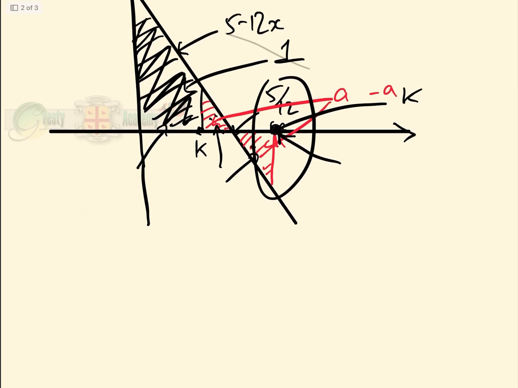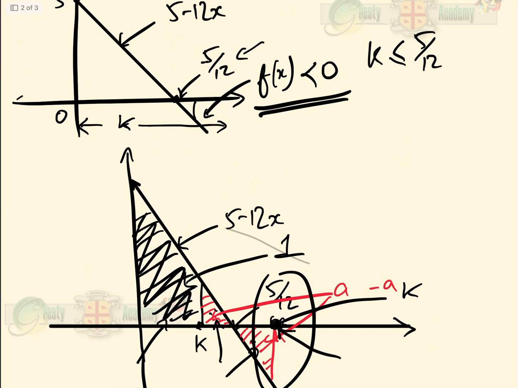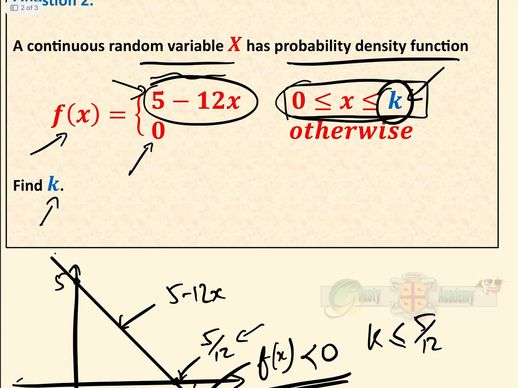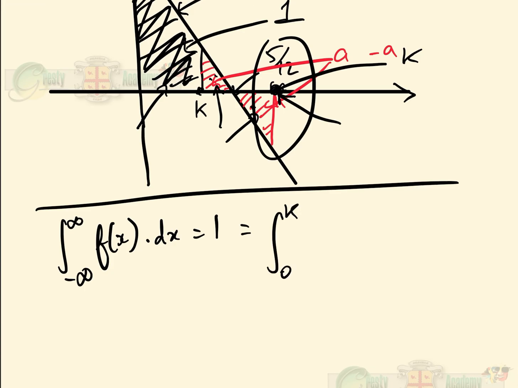So that was a little bit of an aside. We know that the integral between minus infinity and infinity of f of x dx equals 1 by definition. Let's go back to our question in case you've forgotten it. Between 0 and k, it's 5 minus 12x. So the integral between 0 and k of 5 minus 12x dx is equal to 1. Outside of k, above k and below 0, the function is defined as 0 anyway, so we don't need to worry about that.